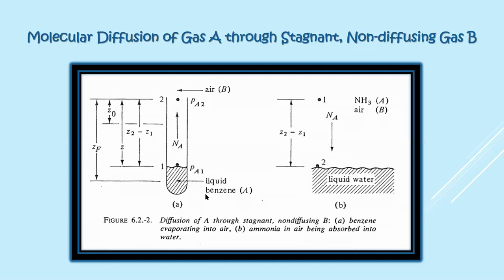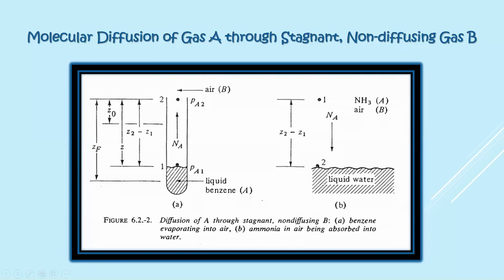Another sample that's stated here is ammonia in air being absorbed in water in the case of gas absorption. So your ammonia-air mixture is being absorbed by liquid water. So in this case, your liquid water is in here and A is transferring from point 1 to your non-diffusing B, which is water, or your liquid water in this case. It's not gas, but rather liquid water. So from point 1 to point 2. So this is the third scenario.